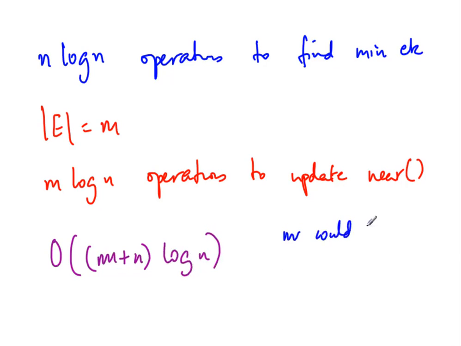Now one thing to keep in mind is that m could be order of n squared. If m is order of n squared, then this becomes n squared log n, which is worse than what we had in the naive implementation without red-black trees. So red-black trees will help, provided our edge set is small enough that m is, say, of order n, then we'll get an n log n algorithm instead of an n squared algorithm. If we have a lot of edges in our graph, then red-black trees don't help, and we may as well go ahead and use the naive approach where we just scan through all the near values to determine the minimum.